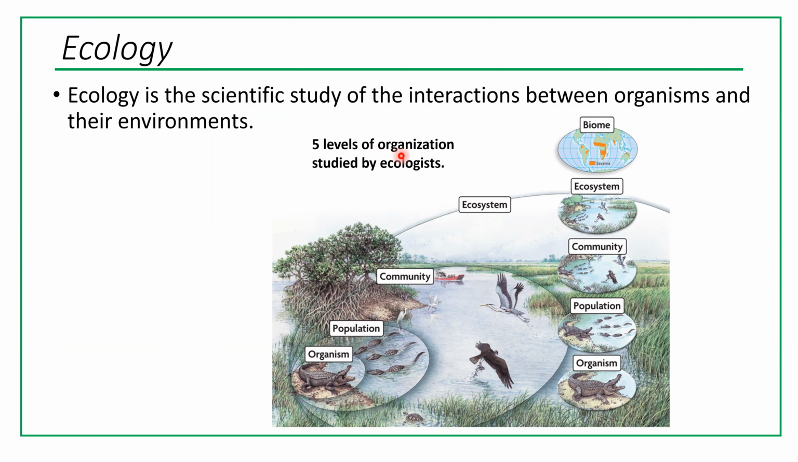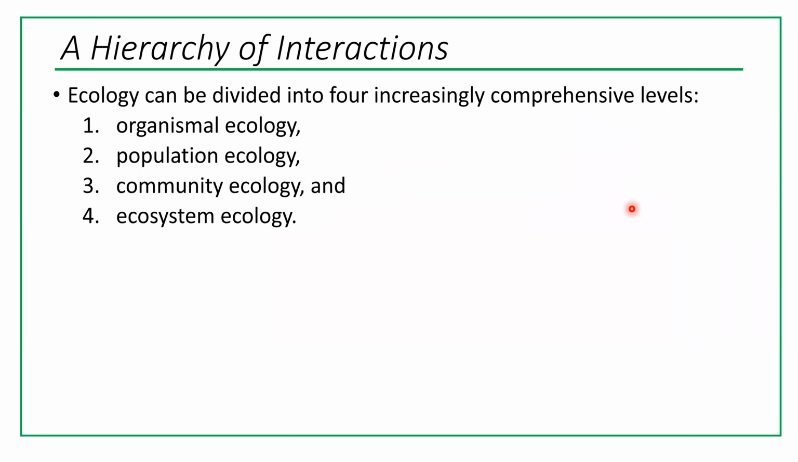Also, we have 5 levels of organization that can be studied by ecologists. We can study individual organisms, populations, communities, ecosystems, and the whole biome. And if you go from the bottom up, those groups are getting larger and larger. So here, ecology can be divided into 4 increasingly comprehensive levels: organismal ecology, population ecology, community ecology, ecosystem ecology. And in this chapter, we are covering population ecology.